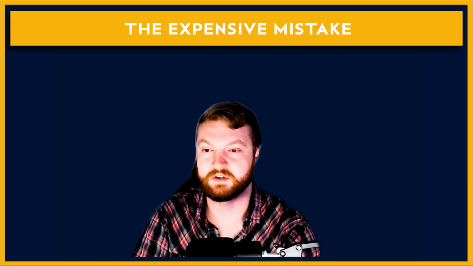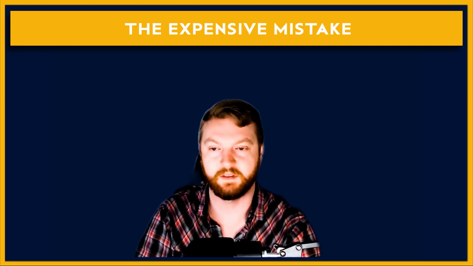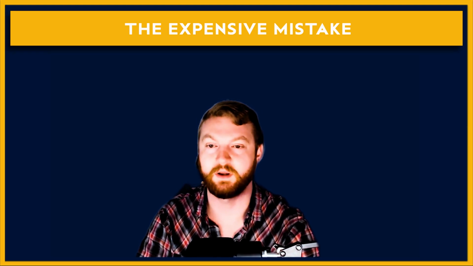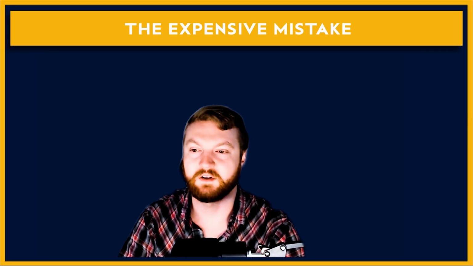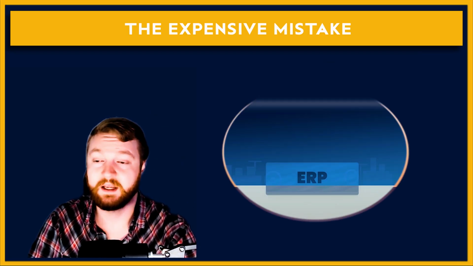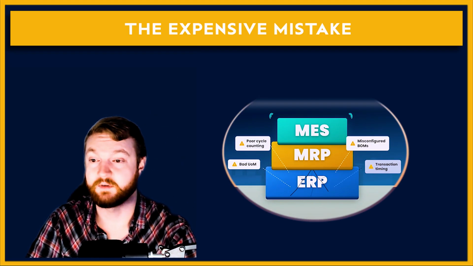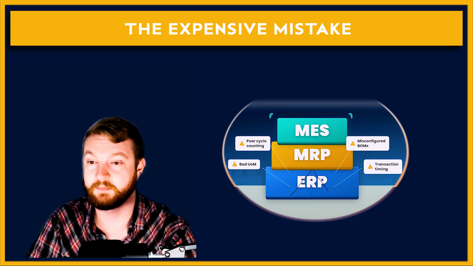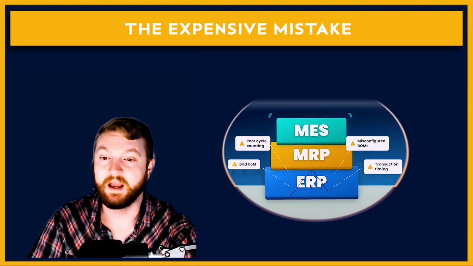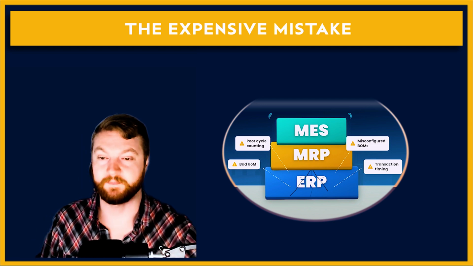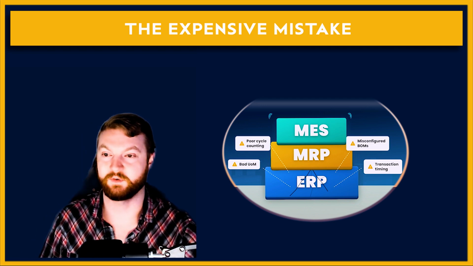The vendor pitches an MES to fix their issues. They'll tell them something along the lines of real-time visibility, and it gets you into production, and it'll help you fix your inventory problem. It won't. If your ERP inventory is wrong because of poor cycle counting, bad units of measure, misconfigured BOMs, or transaction timing issues, adding MES just feeds more data into a weak foundation. You don't get accuracy, you get faster incorrect results.